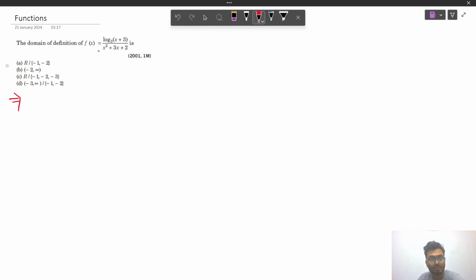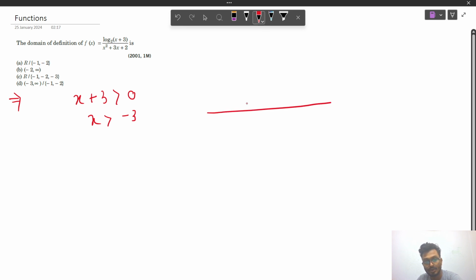To find the domain, what do we have to do? The expression inside the log, x plus 3, should be greater than 0, because the log function is defined only when its argument is greater than 0. So x plus 3 is greater than 0, that means x will be greater than minus 3. So for this, x belongs to (minus 3, infinity).